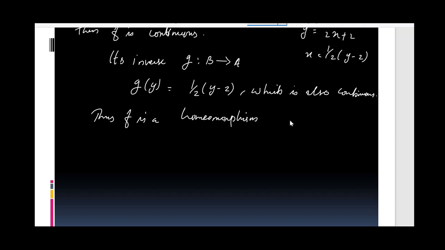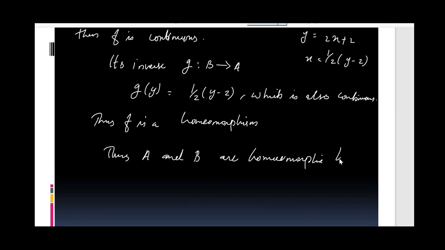Thus A and B. What were our A and B? A means a rod of length 1 meter, and B means a rod of length 2 meters. Thus these two rods having different lengths are going to be homeomorphic. That is, A and B are homeomorphic to each other.